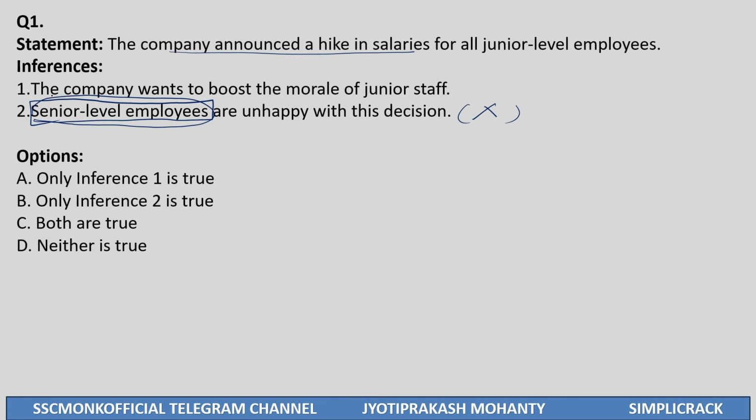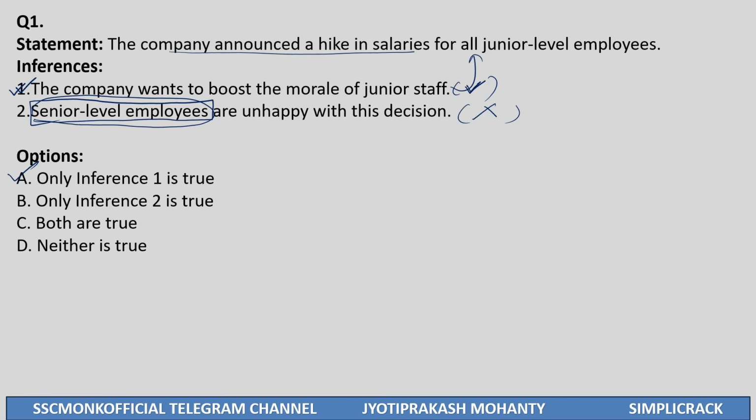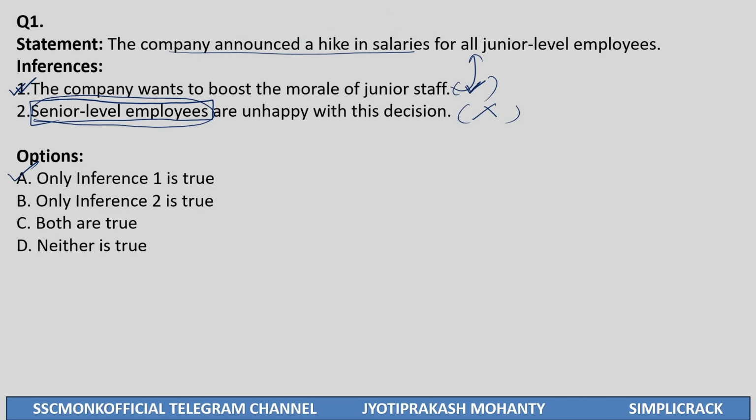Now, first inference is what? The company wants to boost the morale of junior staff. Yes, this inference is actually true. So option 1 is only true, not option 2. What we did, we go through this. First option is logical. Yes. First option is a possible inference. Yes. So it is the right option. But the second has no logic and it is not possible because there is nothing mentioned about senior level employees in the statement. So it cannot be my right inference. So this is how, from the exact stepwise method, we are answering the question, and you will be doing the same in the mock test, in the real examination, and in your practice book.